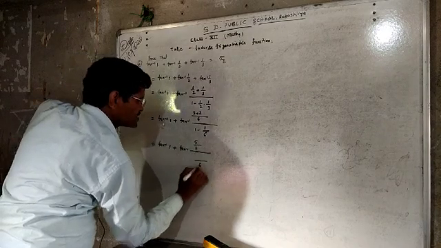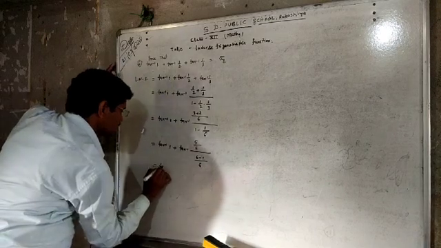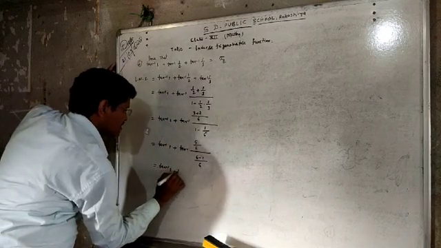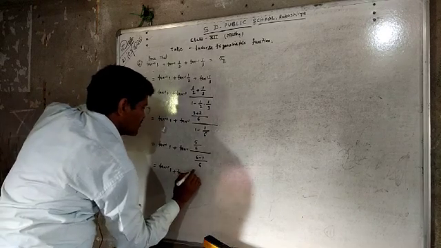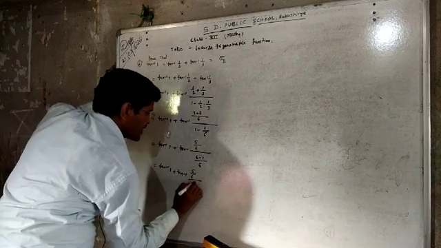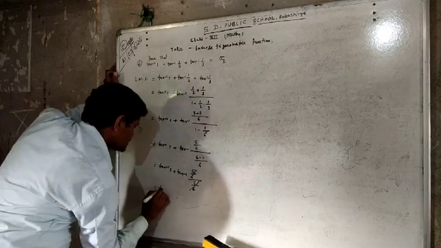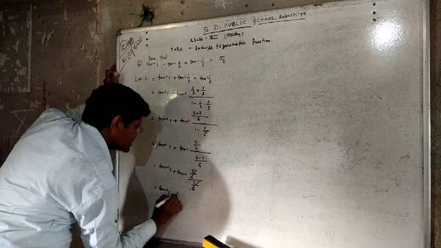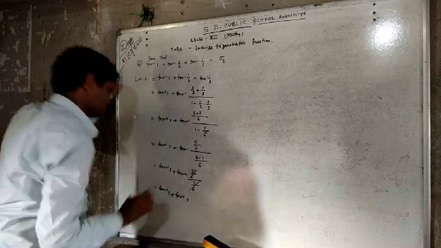The LCM is 6, and 6 minus 1 is 5. It is equal to tan inverse 1 plus tan inverse of 5 by 6 upon 5 by 6. It is cancelled. It is equal to tan inverse 1 plus tan inverse 1.